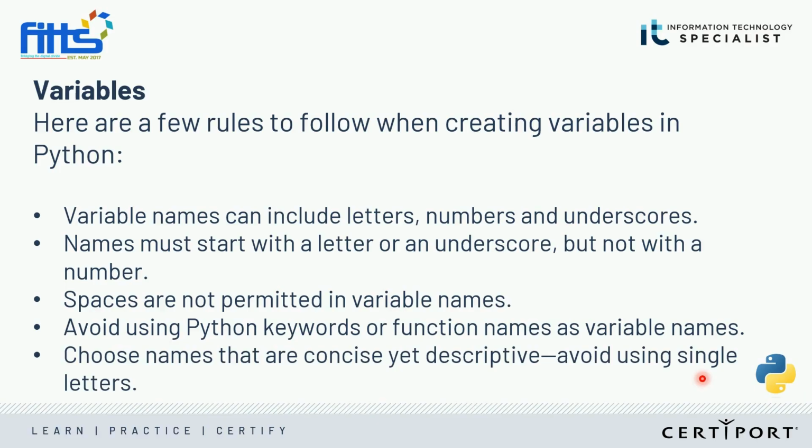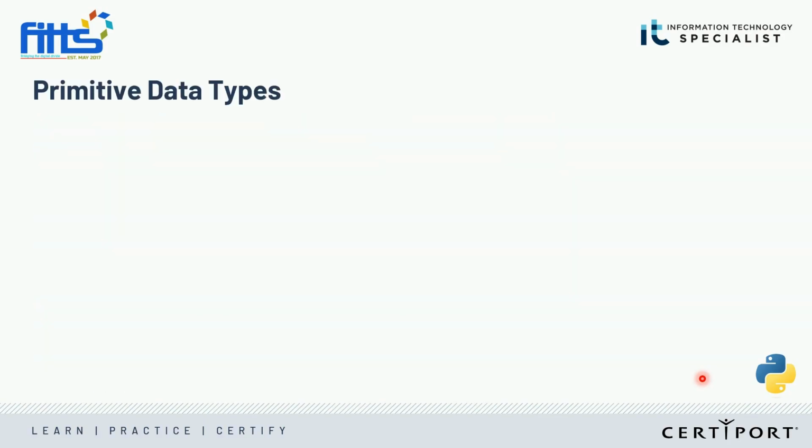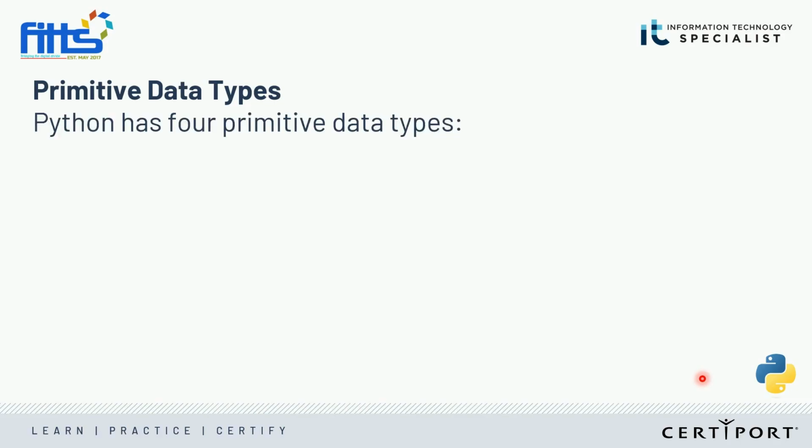And choose names that are concise yet descriptive. Avoid using single letters. So please do not use single letters for your variables. So if you have a variable and you want to assign a value to it, do not, all in caps, use single letters. So what are these primitive data types? Python has four primitive data types. We have the integer, the float, the string, and the boolean.